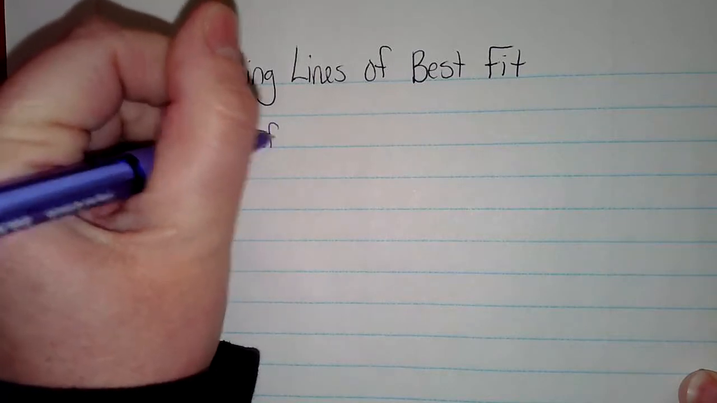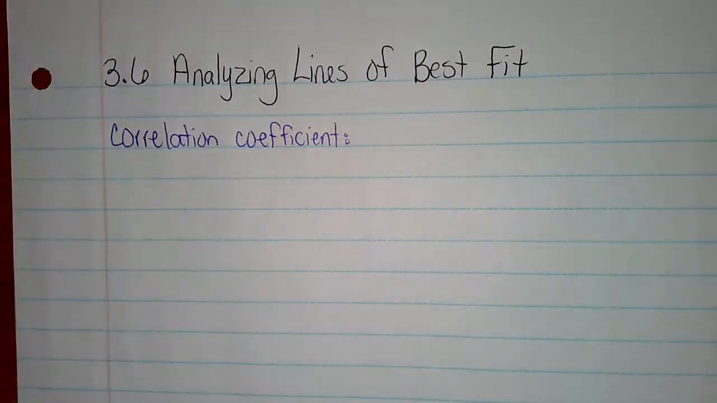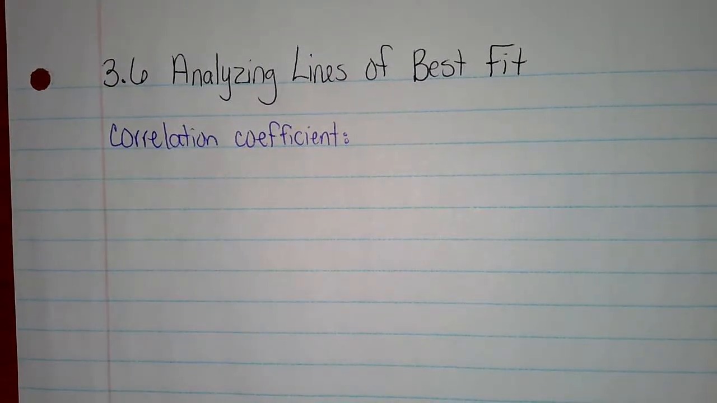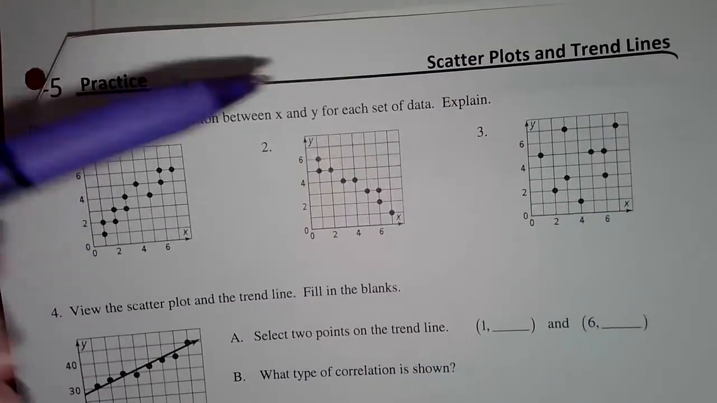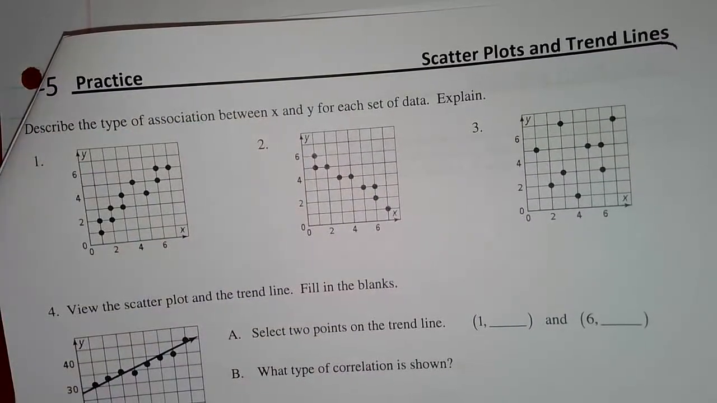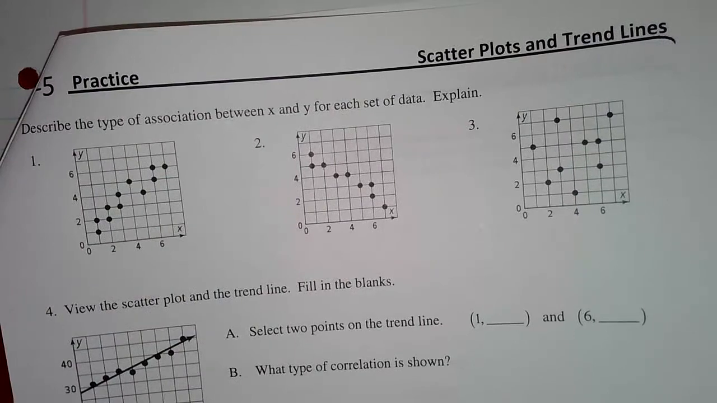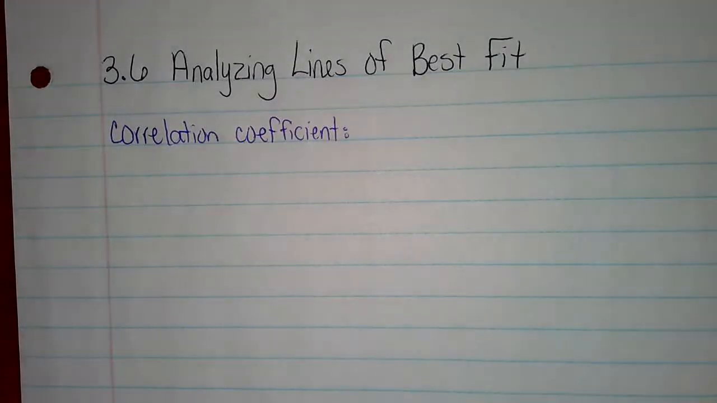And what we did last week is we talked about scatter plots and we took a look at them and figured out if they were positive or negative. So this would be positive, this would be negative, this would have no correlation. And what we're going to do today is actually kind of talk about that.